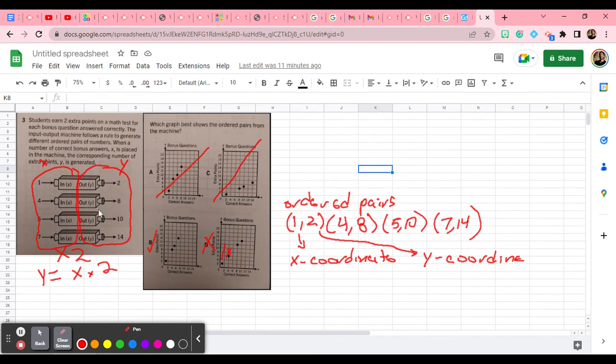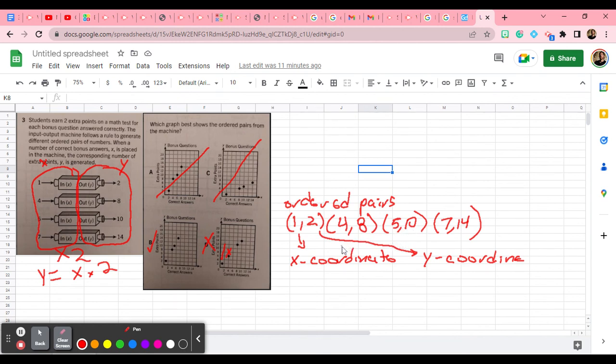Again, all we really needed to do here was to look at our ordered pairs, which are 1, 2, 4, 8, 5, 10, 7, 14. And I went ahead and wrote them down, and then we found the graph which shows these ordered pairs on the coordinate plane. And all we had to do was find the one that matched what we have here. That's all there was to it.